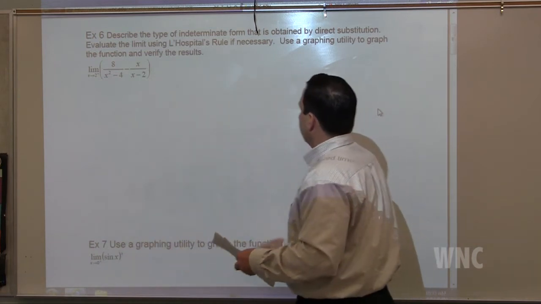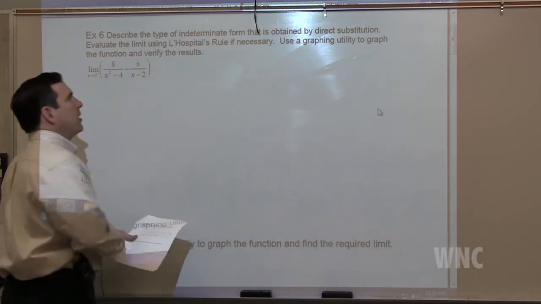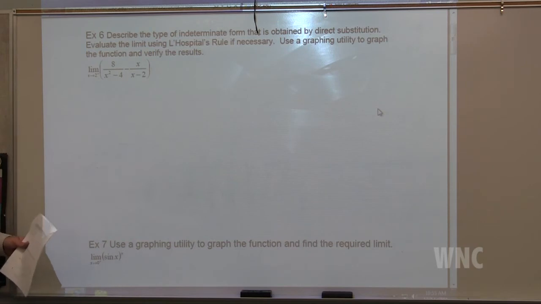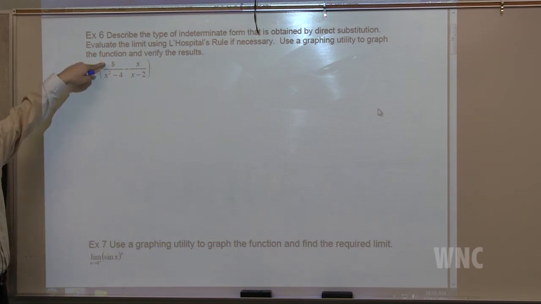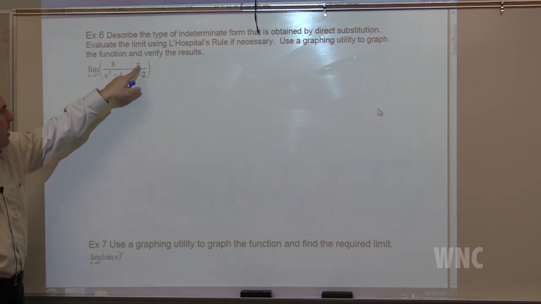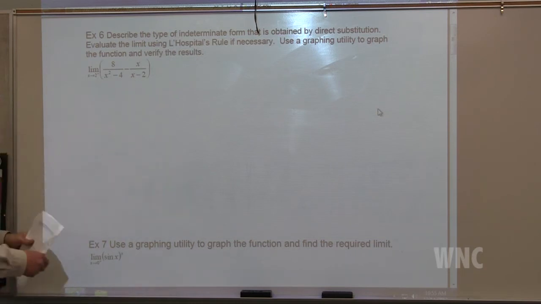Okay, for this next one, it says describe the type of indeterminate form that is obtained by direct substitution, evaluate the limit using L'Hopital's rule if necessary. Use a graphing utility to graph the function and verify the results. So the limit as x approaches 2 from the right side of 8 over (x squared minus 4) minus x over (x minus 2).